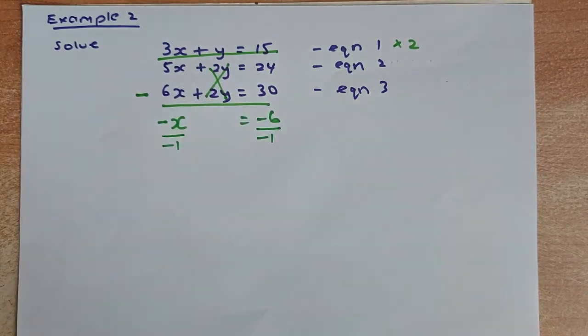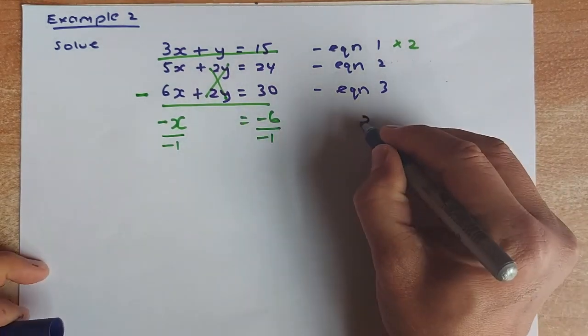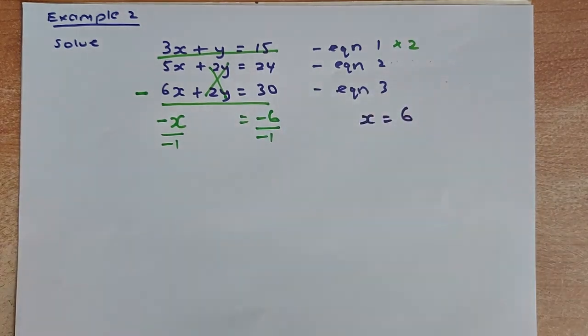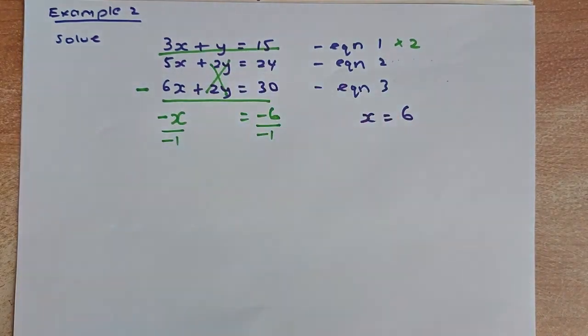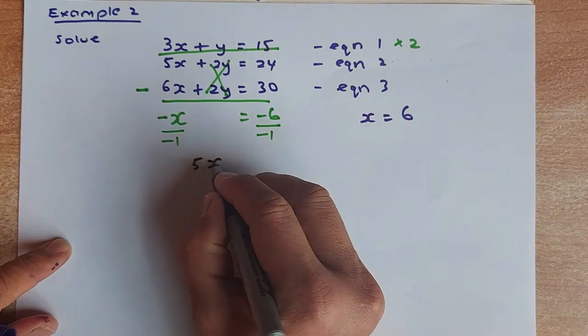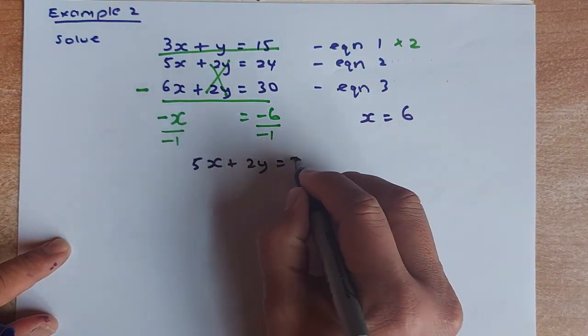And then we got it. x is equal to 6. Now, of course, we need to find your y. To find your y, we're going to substitute the x value into either equation 2 or 3. We shall decide to do equation 2. Equation 2 is 5x plus 2y equal to 24.